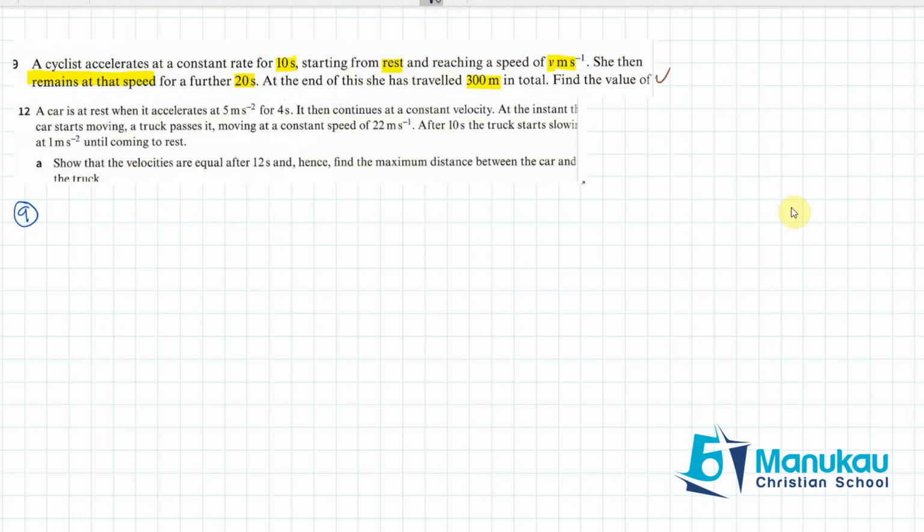Okay, well you know that the distance is made up of 2 parts. Part 1 is going to be the formula here: half of u, our original speed, plus our final speed, multiplied by the 10 seconds. Okay, so that's part 1. But then there is also part 2 where we're traveling at a constant speed, and that will simply be v times t2.